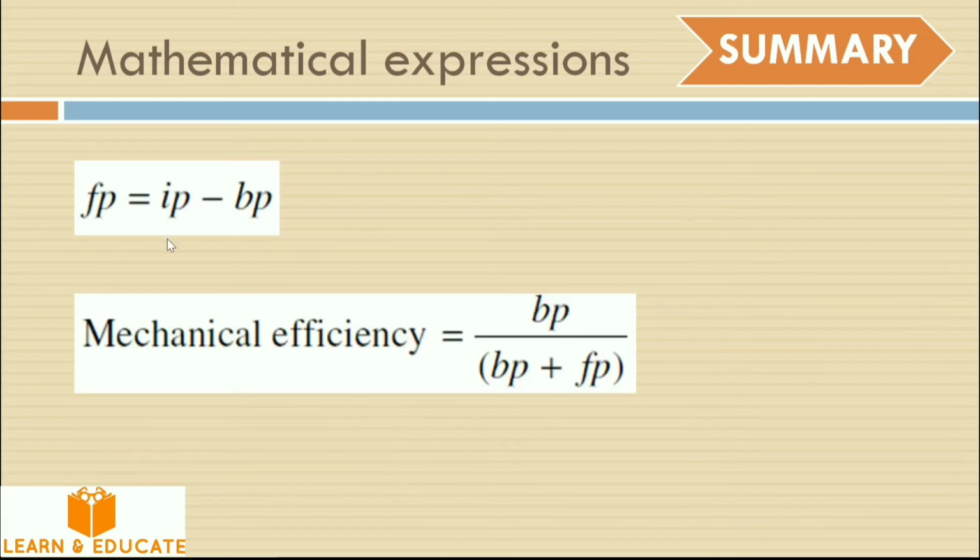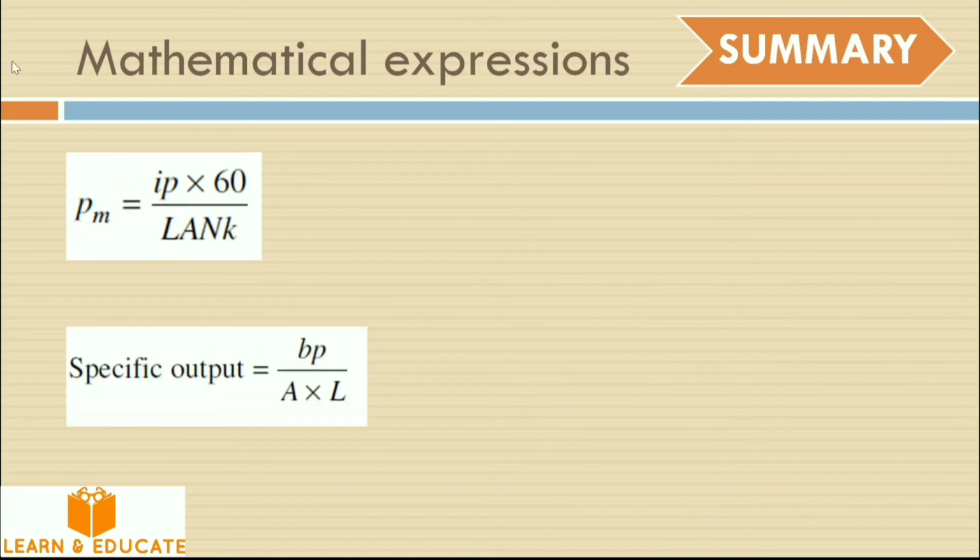Then frictional power is the difference between indicated power and brake power, and thereby we can write mechanical efficiency like this also: brake power divided by brake power plus frictional power. Now, mean effective pressure PM is usually expressed like this from the previous expression: indicated power into 60 by LINK. Already we have seen the expression for IP, so from that we can reduce the expression for indicated mean effective pressure also.